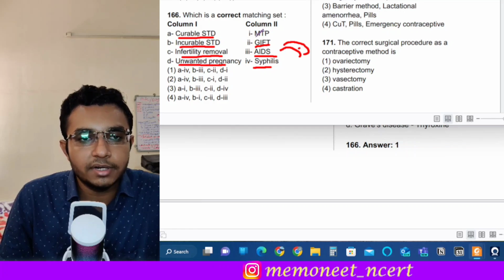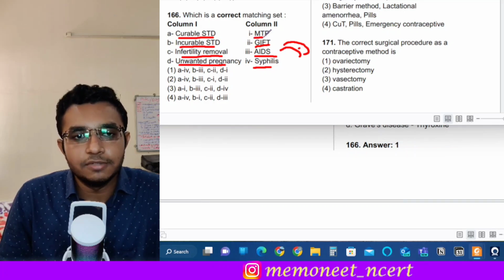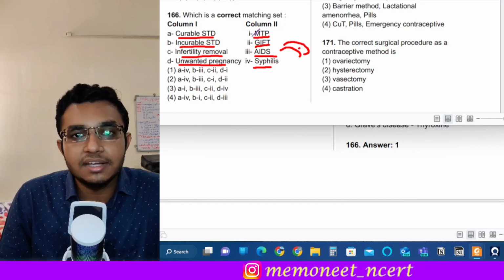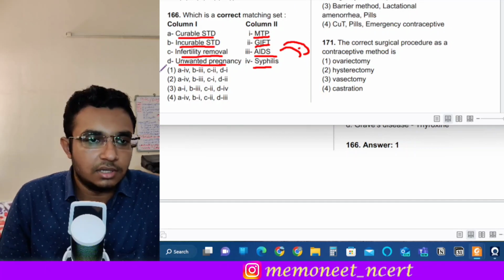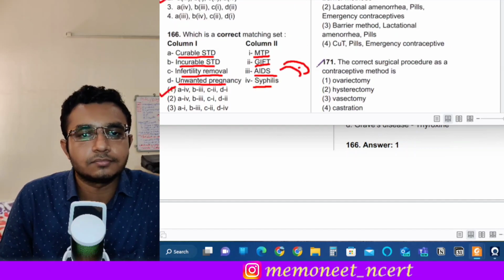Next is the unwanted pregnancy. To terminate an unwanted pregnancy, we use the MTP, that is the medical termination of pregnancy. So D goes with 1. So here the answer is option 1.